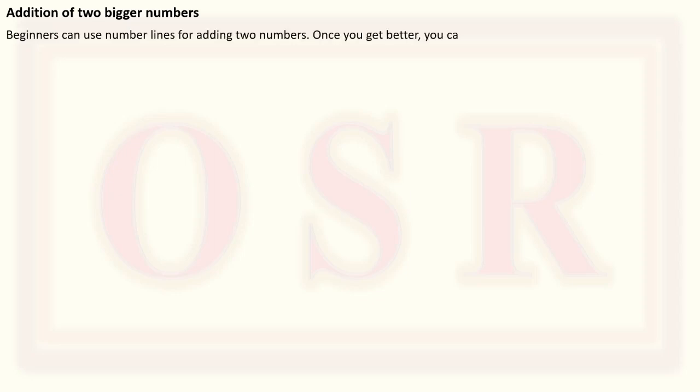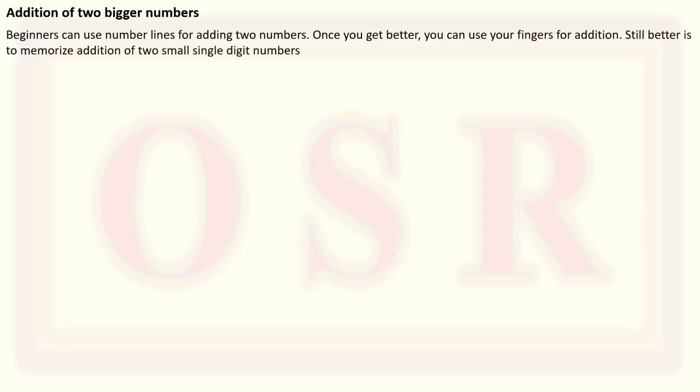Addition of two bigger numbers. Beginners can use number lines for adding two numbers. Once you get better, you can use your fingers for addition. Still better is to memorize addition of two small digit numbers. We will demonstrate addition using an example.